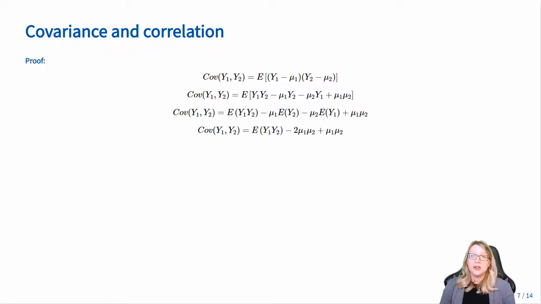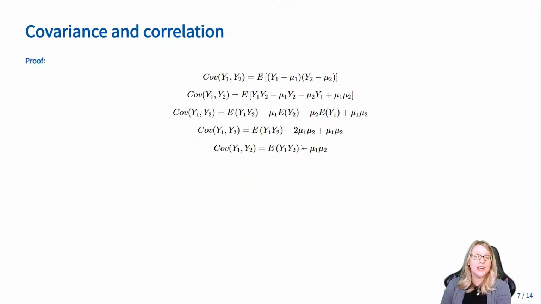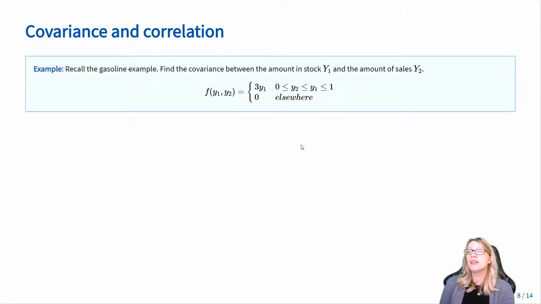We'll then take those expected values that are individual. So we'll take the expected value of y2, which we've defined to be mu2, and the expected value of y1, which we've defined to be mu1. We get something that looks like this, and then combining like terms, we end up with our computational form of this variance or covariance.